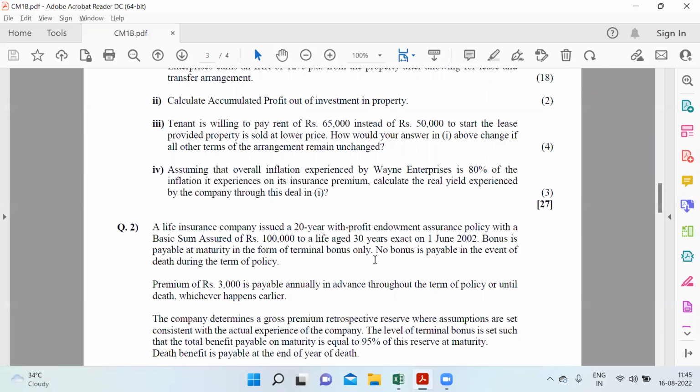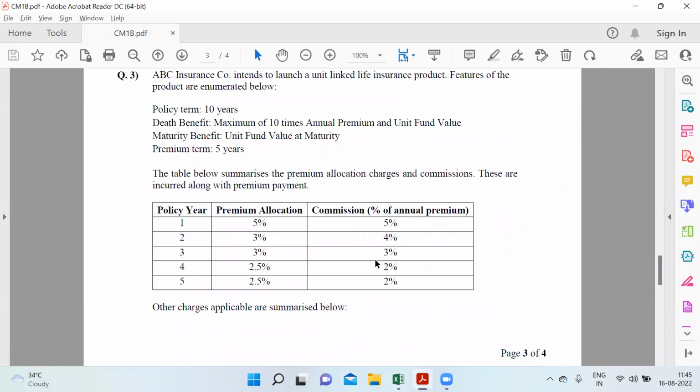Next, question 3. ABC Insurance Company intends to launch a unit-linked life insurance product. Features of the product are enumerated below. Policy term of 10 years, death benefit maximum of 10 times the annual premium and unit fund value, maturity benefit of unit fund value at maturity, premium term of 5 years. This table summarizes the premium allocation charges and commissions. These are incurred along with the premium payment.